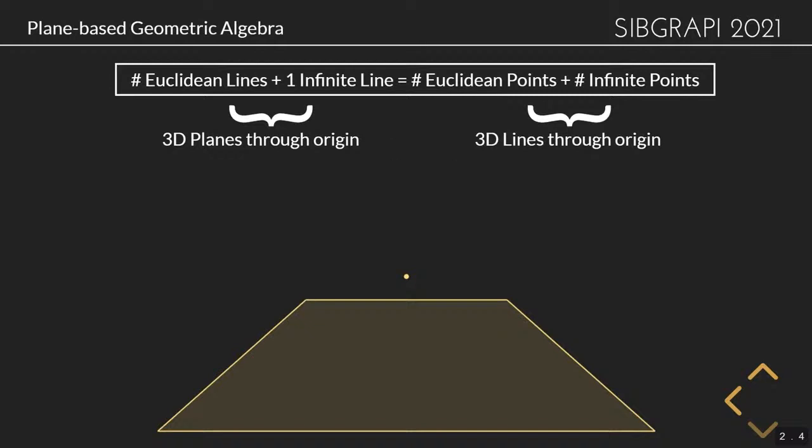Now, of course, there are just as many planes through the origin as there are lines through the origin. You can easily see this because every plane has a normal vector and you can associate that normal vector with a line. And so you have this unique map between planes and lines. But by adding the infinite elements, we actually make these counts the same too. So there are just as many Euclidean plus infinite lines as there are Euclidean plus infinite points. And because we have the same amount, we can now make a map. We can make a map that associates a Euclidean or infinite line with a Euclidean or infinite point. And this map is actually called the duality map. It works both ways. And so how does it work?